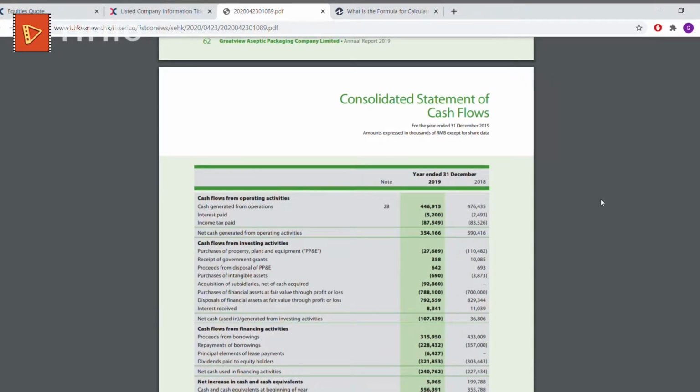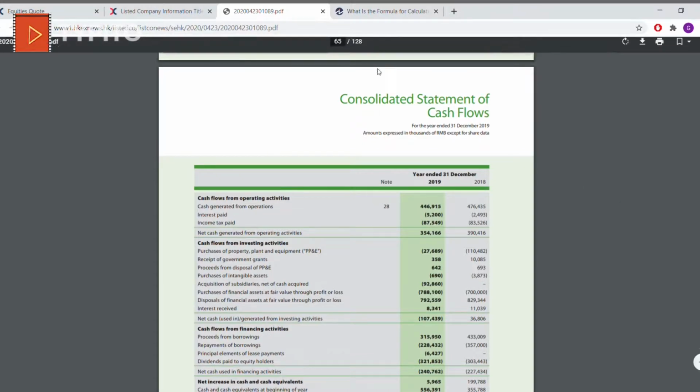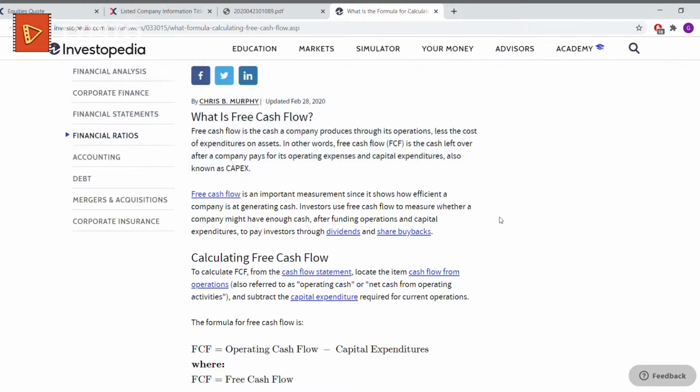Okay, the next statement we'll be looking at will be the cash flow statement. One important figure we are looking out for in this statement is the free cash flow figure. This figure does not appear on the statement itself, but rather you need to perform some calculation to derive this figure. So free cash flow, according to Investopedia, is defined as the cash a company produces through its operation less the cost of expenditure on assets.